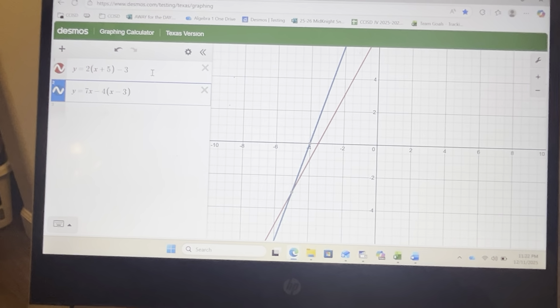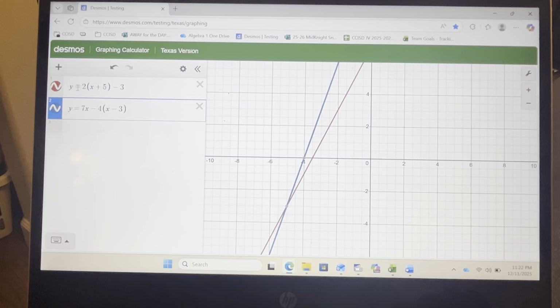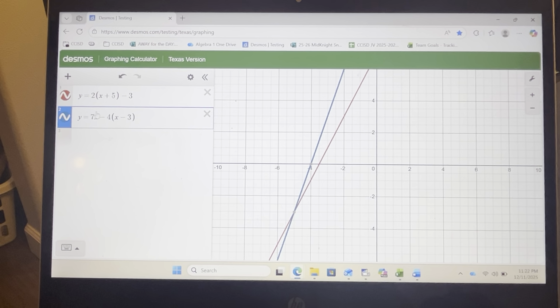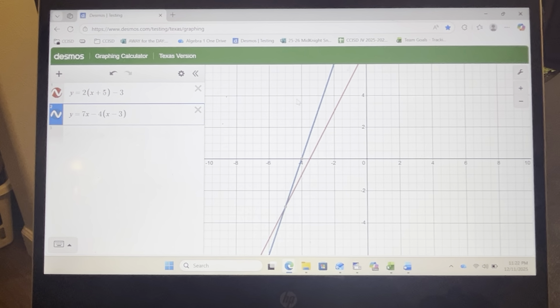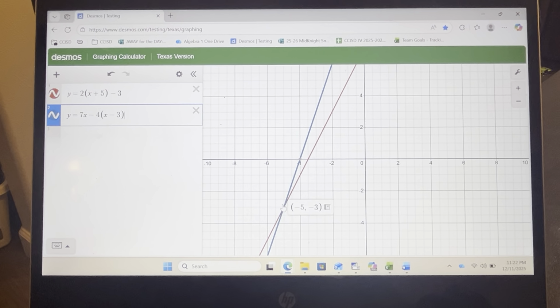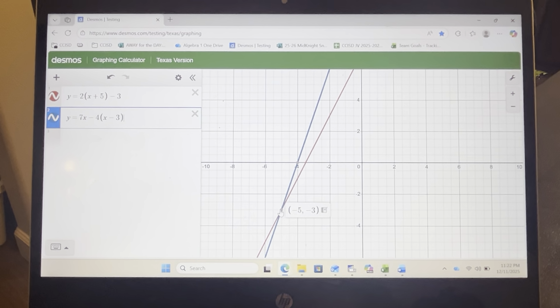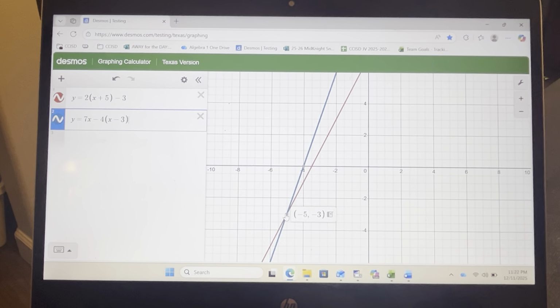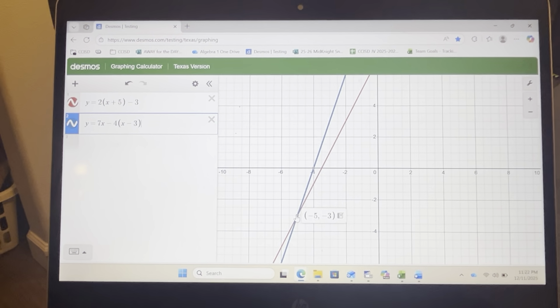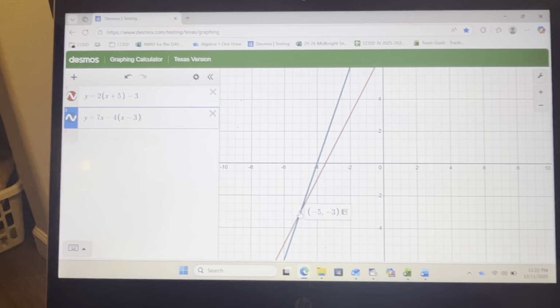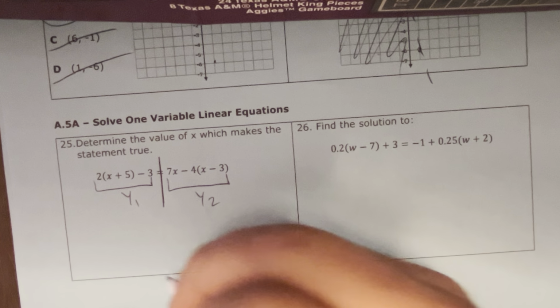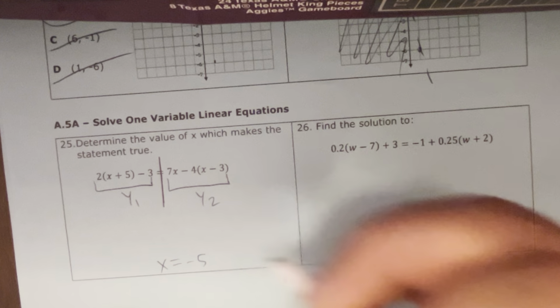All right, so I put the two sides into the y equals. And so here's the left side, here's the right side. And once you do that, you just want to find where they intersect. So they intersect at (-5, -3). y wasn't part of our original equation, so all I care about is the x. So our answer is -5. All right, so like I said, the answer would be -5.